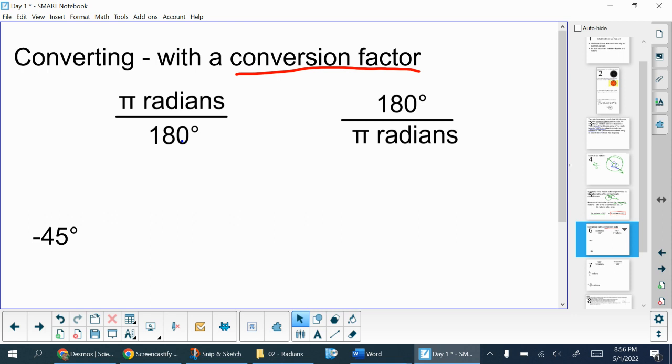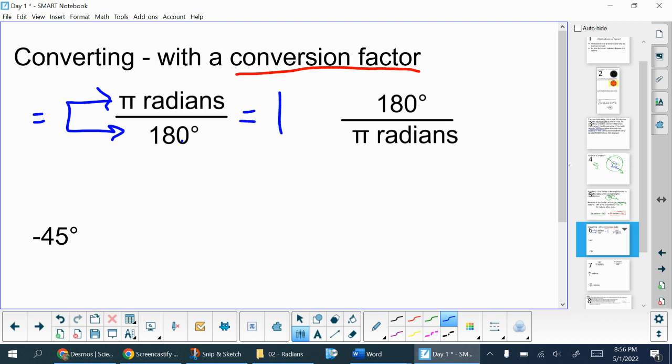And so what we've got here on these is our conversion factors. And on a conversion factor, the top and the bottom have to be equal to each other. And what that means is because they're equal to each other, this whole conversion factor is equal to 1. And you're going to see why that's important.